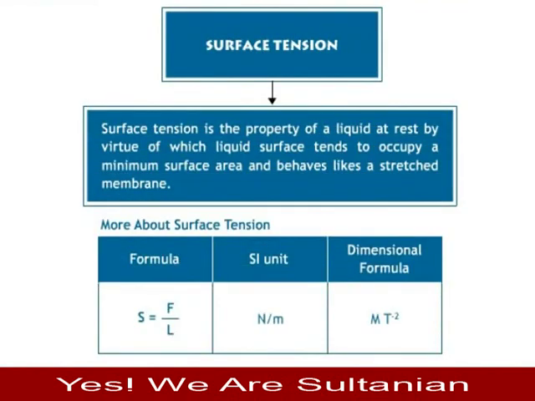Surface tension. Surface tension is the property of a liquid at rest by virtue of which the liquid surface tends to occupy a minimum surface area and behaves like a stretched membrane.